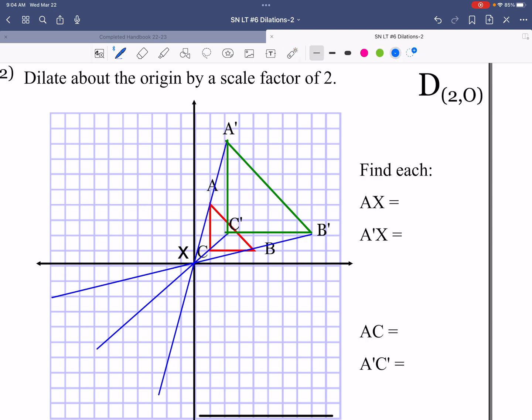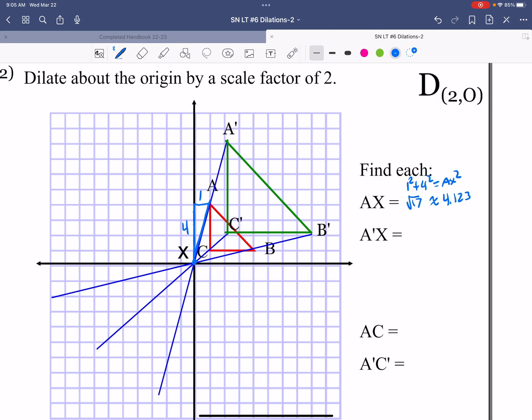So let's get these lengths. AX, X being the point of dilation here. A to X, I'm getting this distance. It's a quick Pythagorean theorem. So create a right triangle. Get your Pythagorean theorem where AX is the hypotenuse. This is a length of 1. 1, 2, 3, 4. That's a length of 4. So you've got 1 squared plus 4 squared equals AX squared. So you get 1 plus 16. This is root 17, which is about 4.123.